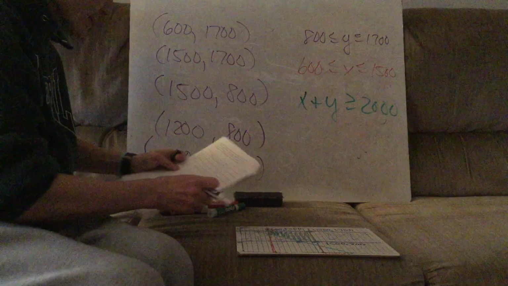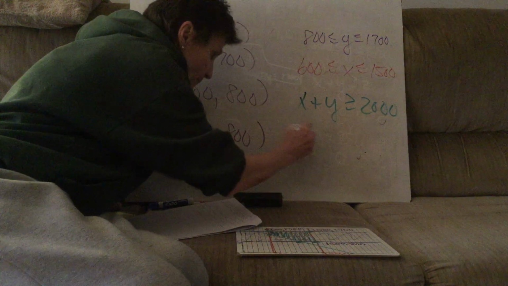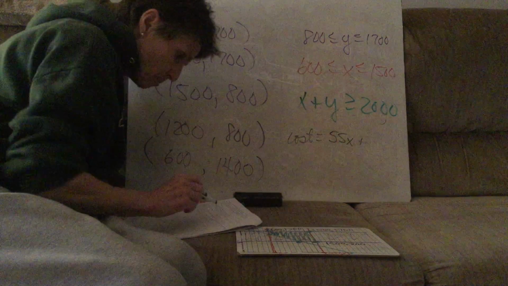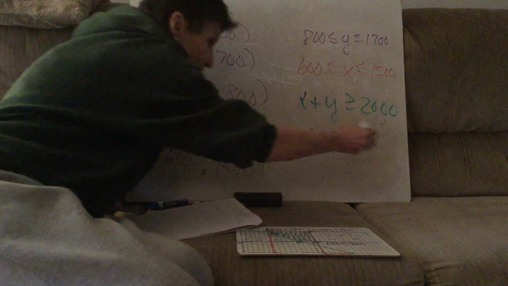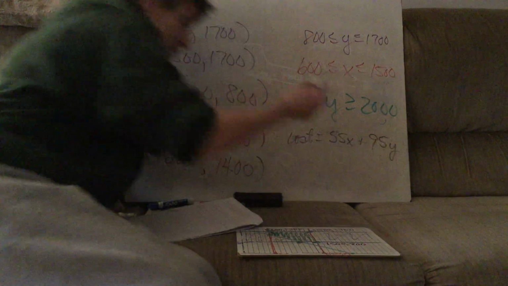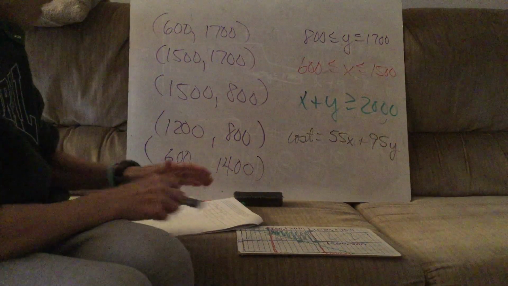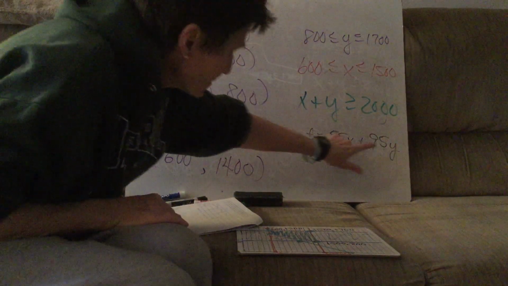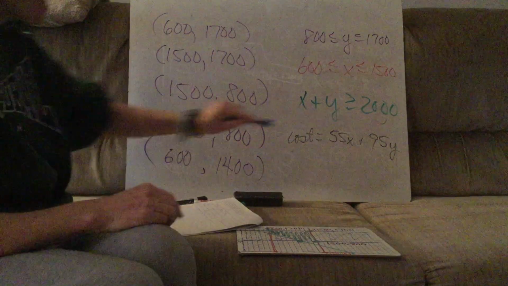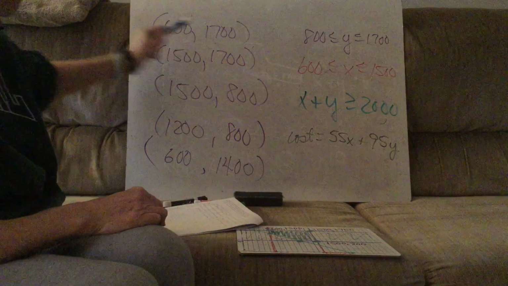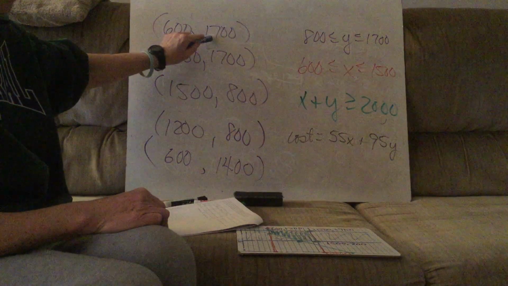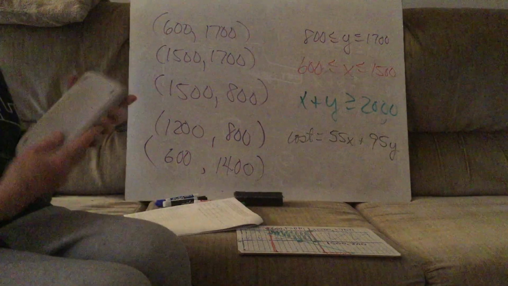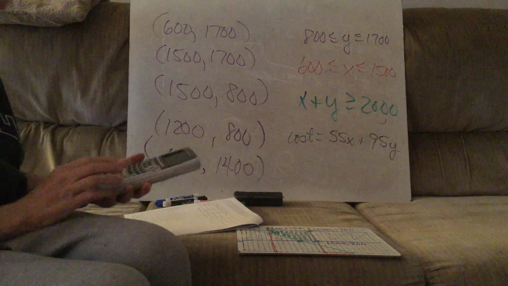Now, I also erased my cost expression. My cost expression was 55x plus 95y. And that's important, isn't it? Because now I'm going to take each one of these points and plug it into this expression. So I'm going to take 55 times the x and 95 times the y and come up with a value for each of these points. Obviously, I'm using my calculator to do this.